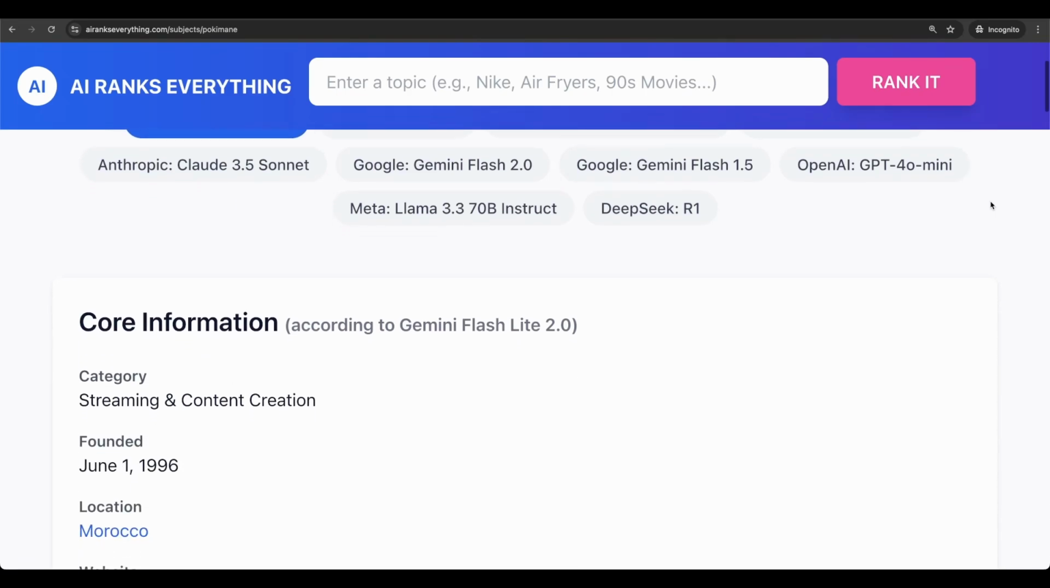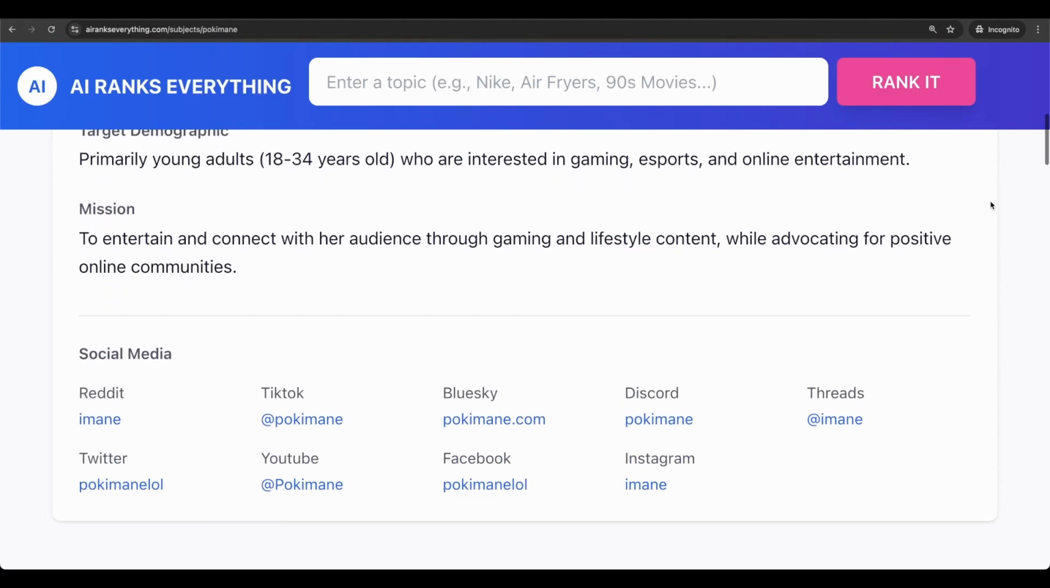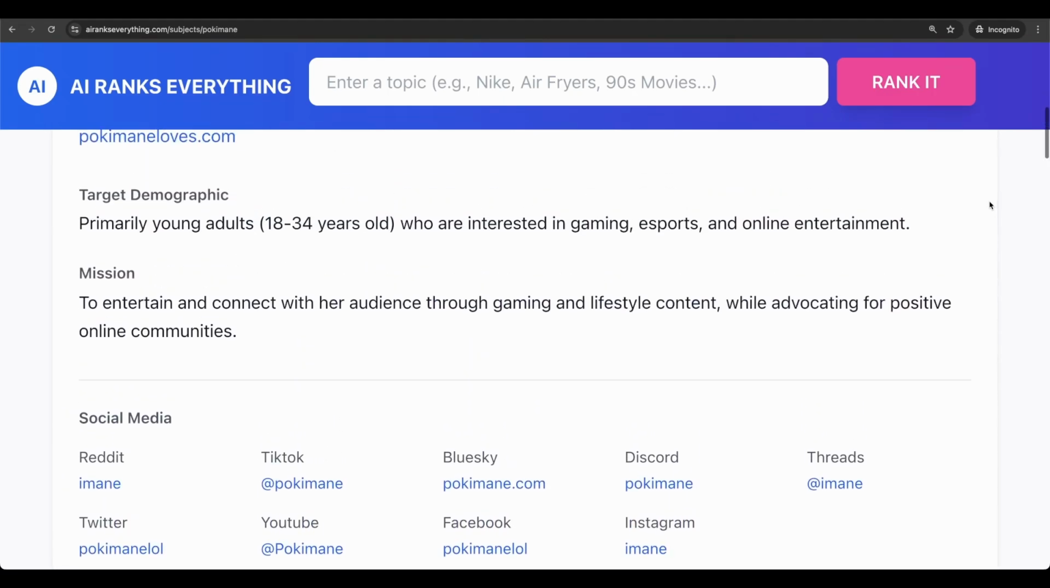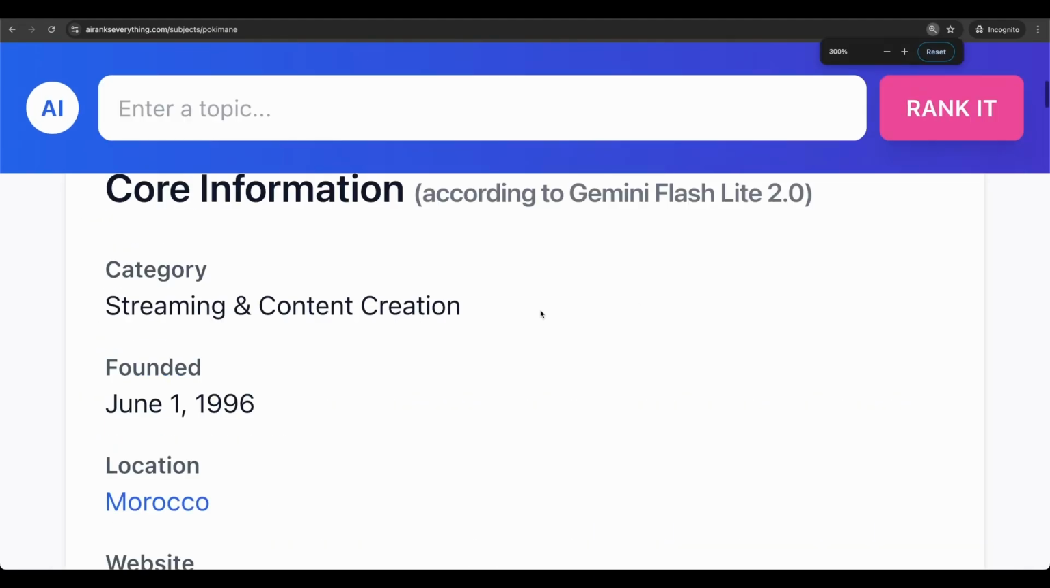Keep in mind, the information presented isn't the actual information. What you're seeing is what the AI model thinks about the person, brand, or product. It's also very important to note that some of the information presented here is sometimes incorrect.